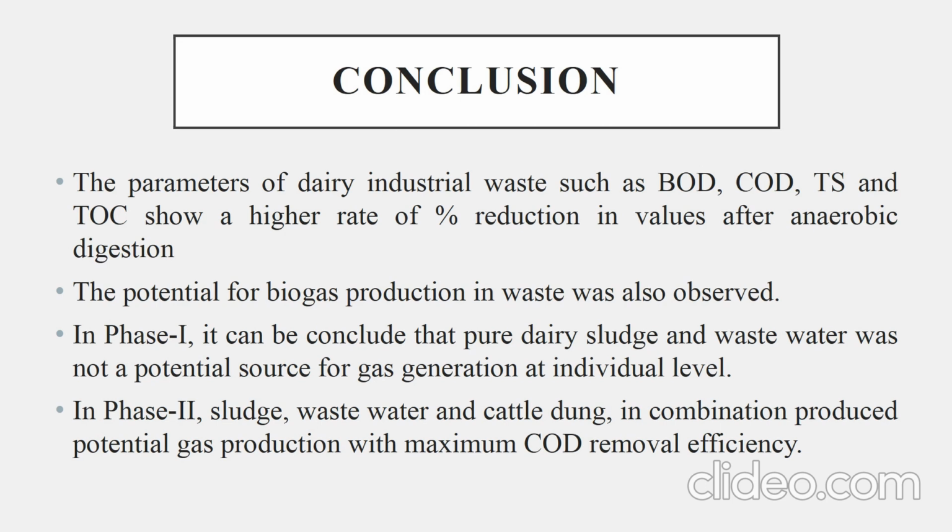In phase 1, it can be concluded that pure dairy sludge and wastewater were not a potential source for gas generation at the individual level, while in phase 2, sludge, wastewater, and kettle dung, which acts as inoculum, in combination produced potential gas production with maximum chemical oxygen demand removal efficiency compared to the pure feedstock of phase 1.